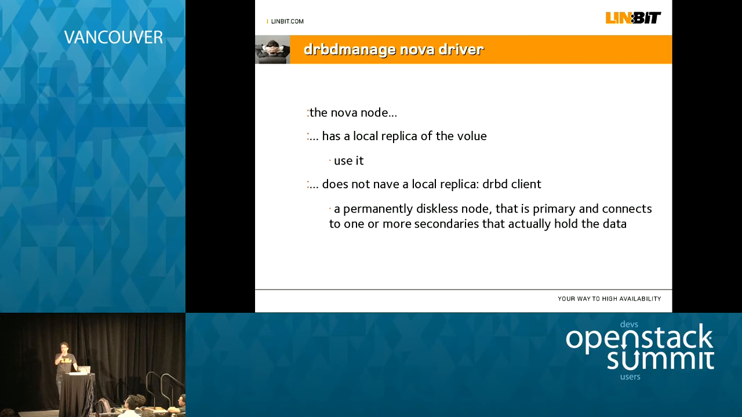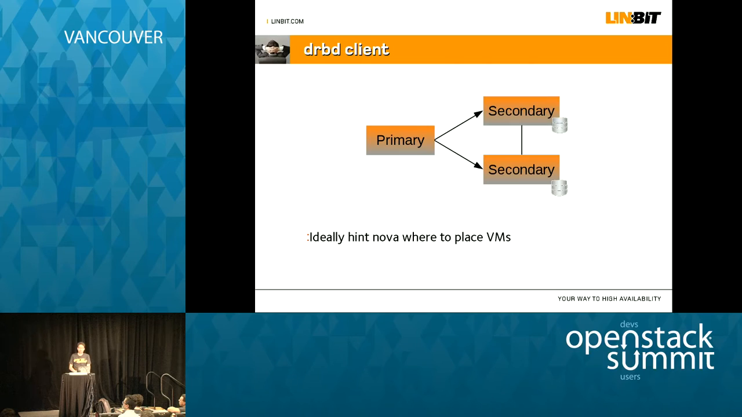In case Nova decides to start the VM on a machine where we do not have a replica, we can use the DRBD protocol itself for accessing the storage. Yeah? So you do not need to layer iSCSI on top of that. And that has a few little advantages, like when we have two nodes with storage, you know, we can go to both to read the data. So read balancing. When writing, we have to write to both, obviously.